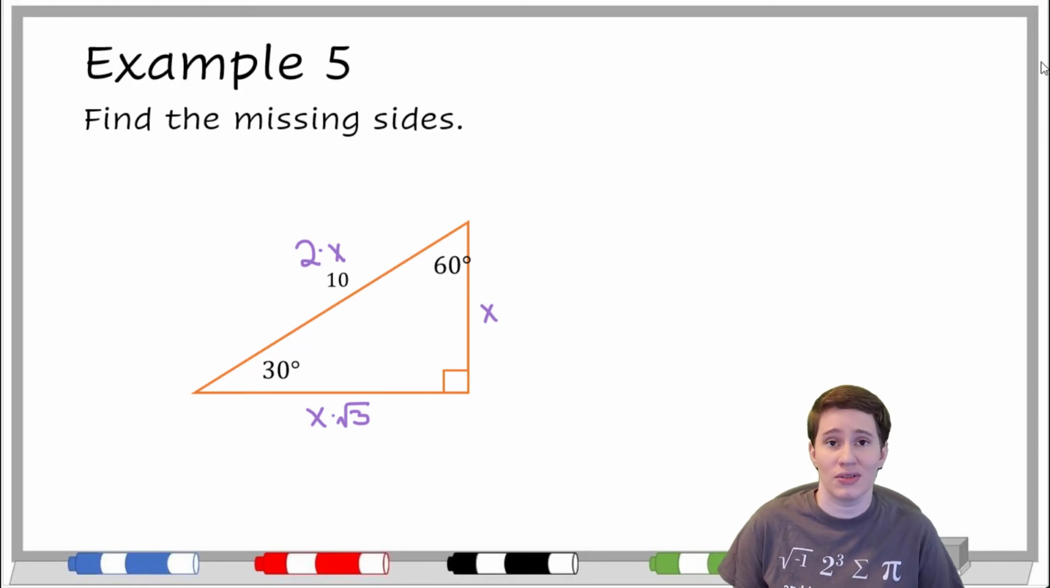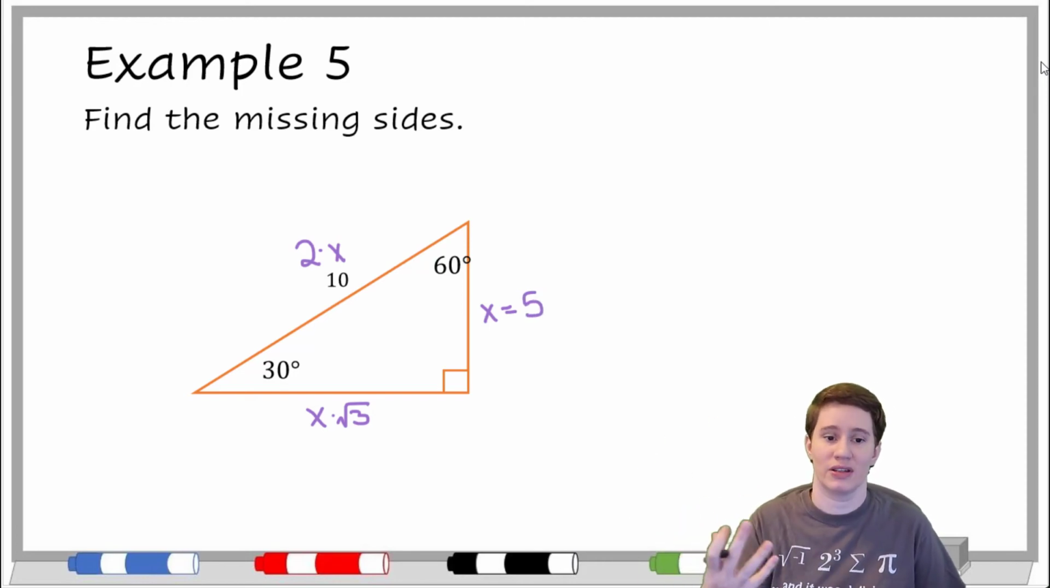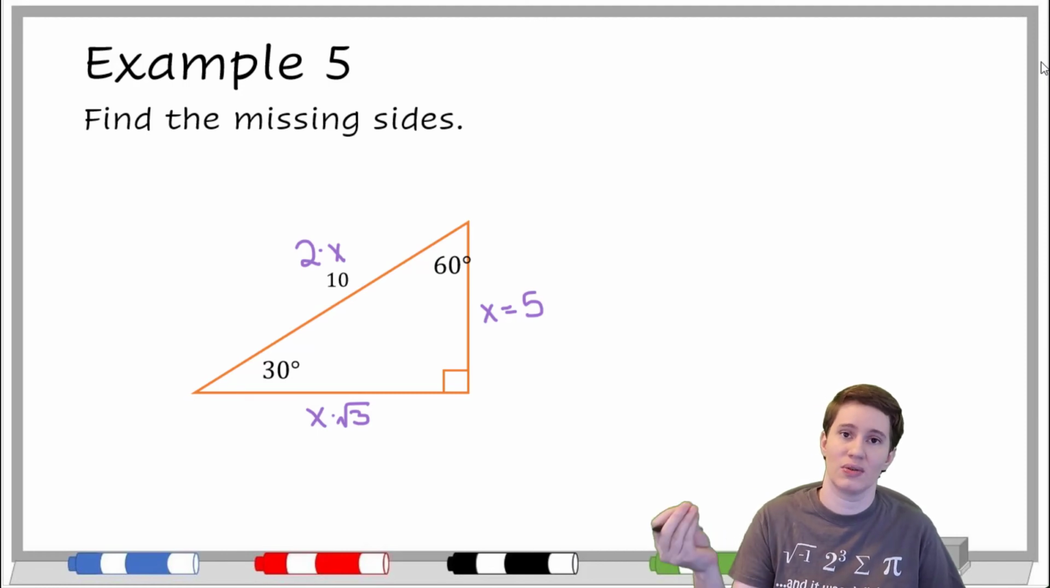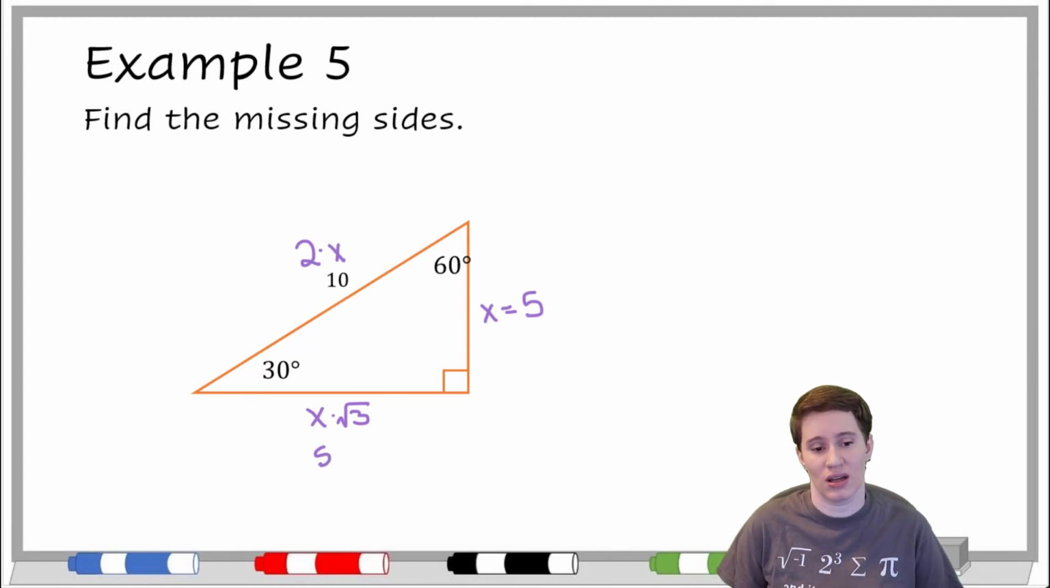So if the hypotenuse is 2 times x and is also supposed to be 10, then that means that our shorter leg should be half as big. So our shorter leg should equal 5. So if we know our hypotenuse, our first step is to halve it, and that gives us our shorter leg. Then we take that shorter leg and multiply it by the square root of 3, and that gives us the longer leg. So our longer leg is 5 square roots of 3.